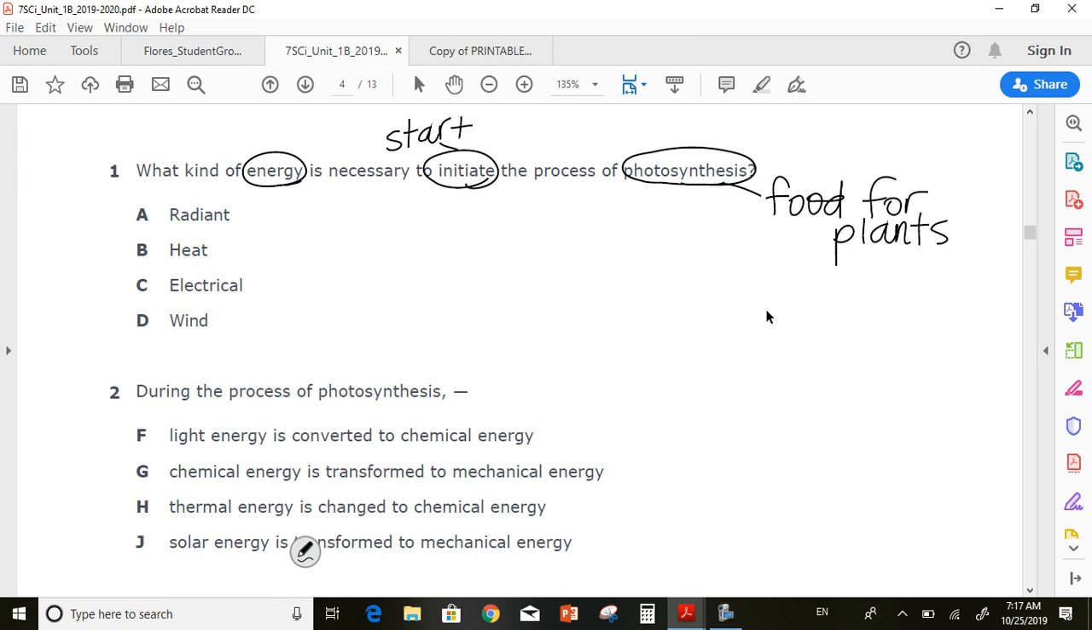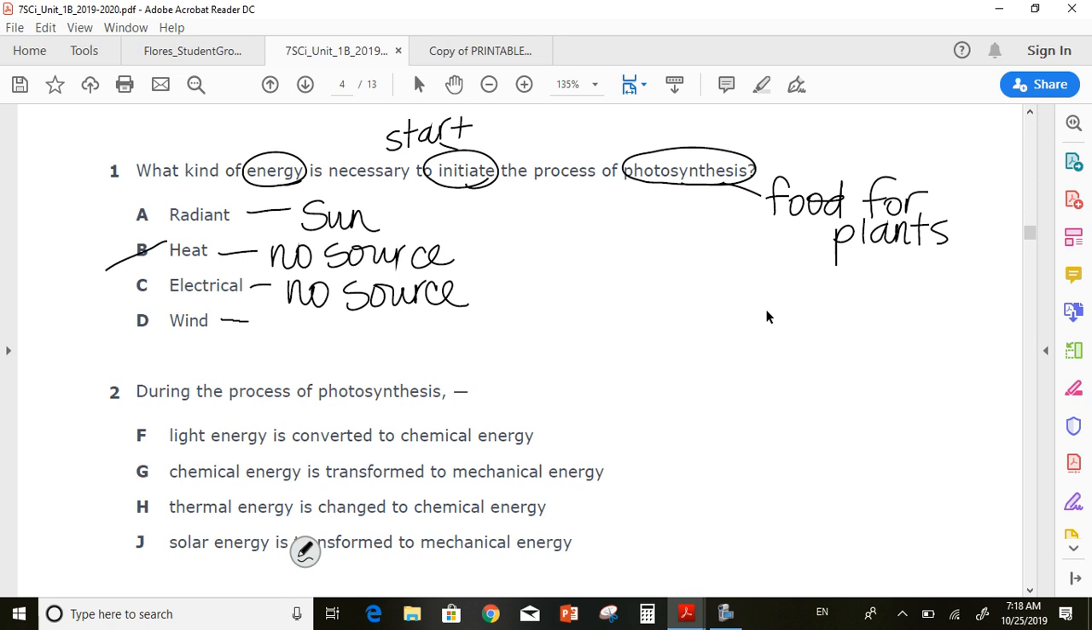Alright? Radiant. Radiant's the one that comes from the sun. Alright? Heat, we don't know the source. Source. Electrical, don't know the source either. And wind, that has to be something about the weather.